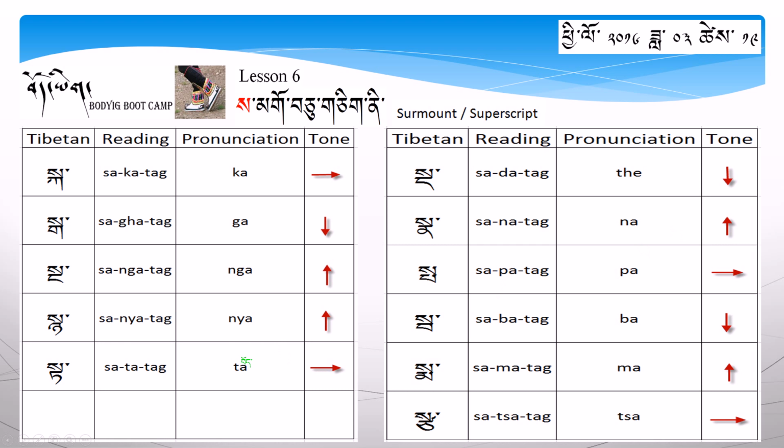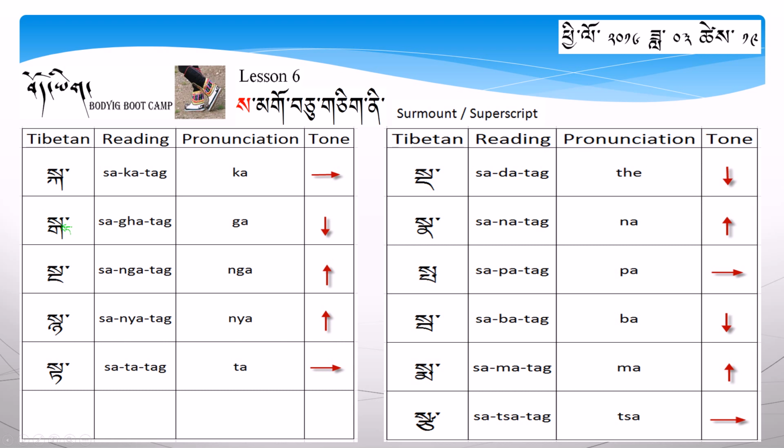Okay, now this is the table right here. So it's sakata, sakata, ga, sakata, ga, sangata, nga, sanyata, nya, satata, ta, satata, da, sanata, na, sapata, pa, sapata, ba, samata, ma, satata, ca. Right? So one more time. With sakata, and whether it's on top of this or not, you always pronounce the same thing, right?